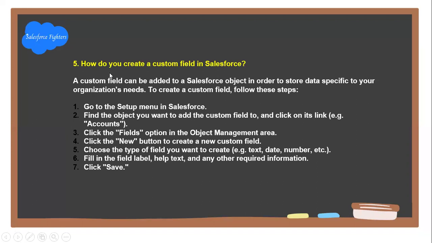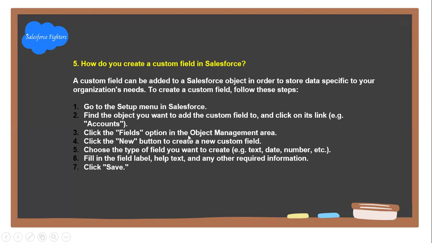Next question: how do you create a custom field in Salesforce? Custom fields can be added to a Salesforce object in order to store data specific to your organization's needs. To create a custom field, follow these steps. Go to the Setup menu in Salesforce. Find the object you want to add the custom field to and click on its link, for example Accounts.